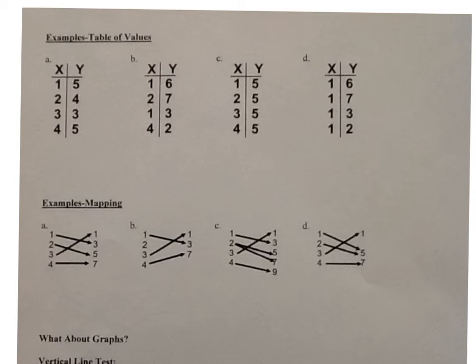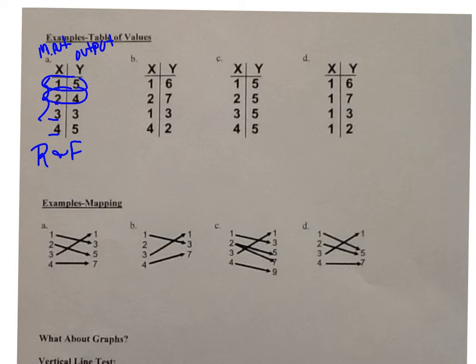Okay, so the first one is just representing the information using a table of values. So I have an X column and a Y column. This is your input. This is output. Okay, look at the X values. I really don't care about the output. I'm looking at the X values. I have 1, 2, 3, 4. Right, these are points. 1, 5, 2, 4, so on. This is a relation and a function. None of my x's are repeating.